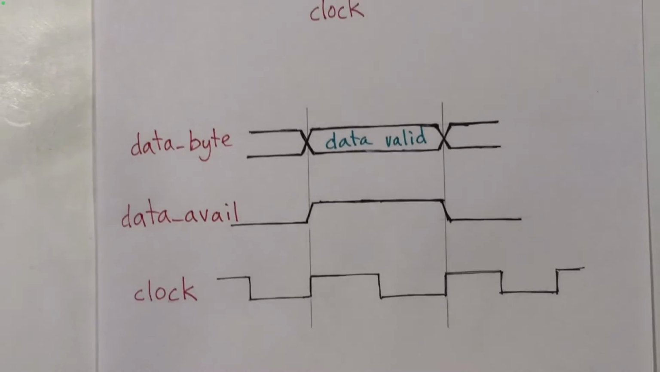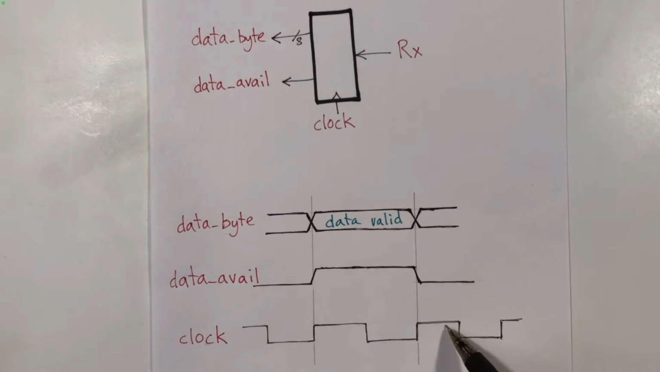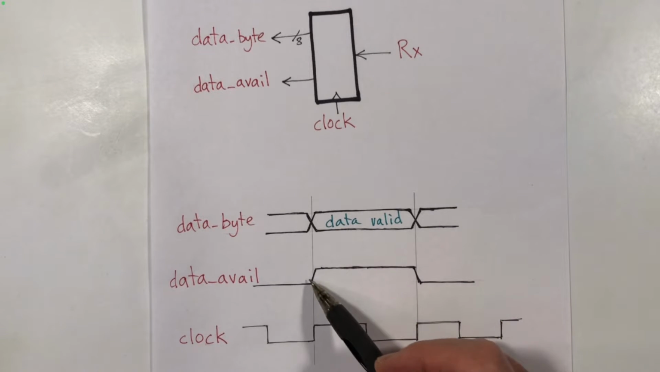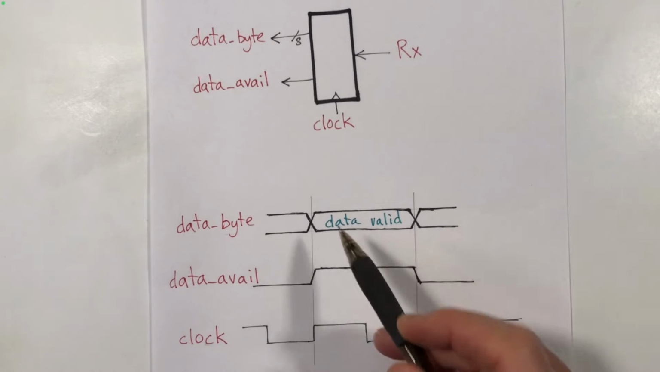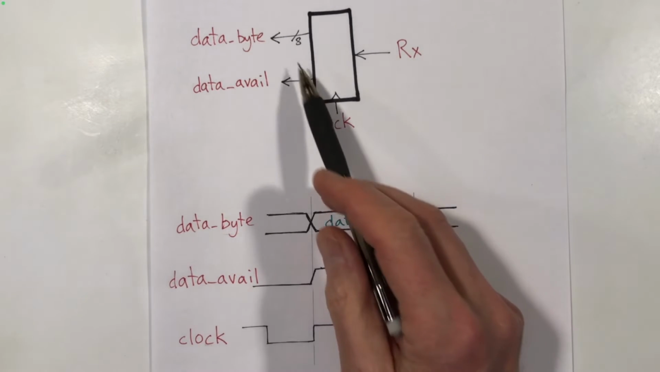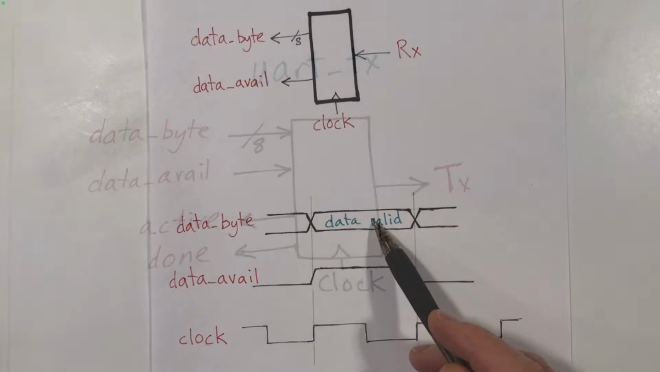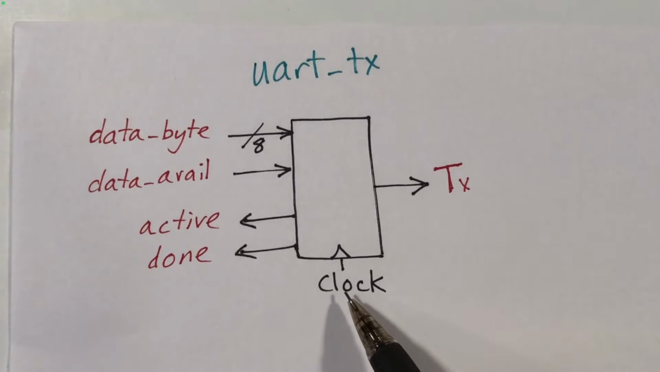So looking at the timing diagram for this thing, we see the system clock down here, and after the byte has been fully received, the data available output will go high for 1 clock cycle, and during that clock cycle, the data on these 8 lines will be valid.